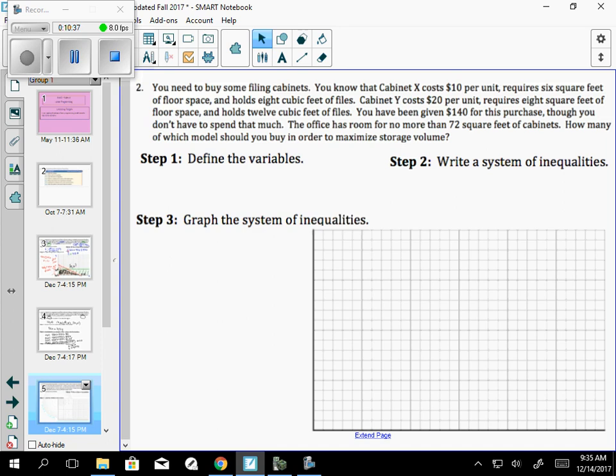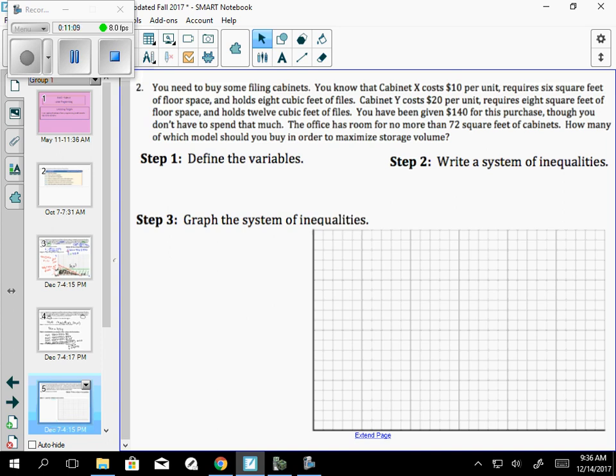So this next one says, you need to buy some filing cabinets. You know that cabinet X costs $10 per unit, requires 6 square feet of floor space, and holds 8 cubic feet of files. Cabinet Y costs $20 per unit, requires 8 square feet of floor space, and holds 12 cubic feet of files. You have been given $140 for this purchase, though you don't have to spend that much. The office room has no more than 72 square feet of cabinets. How many of which model should you buy to maximize storage volume?